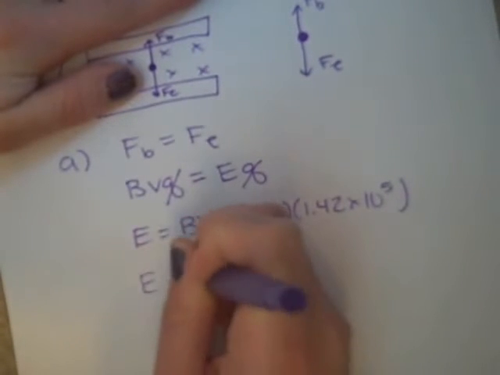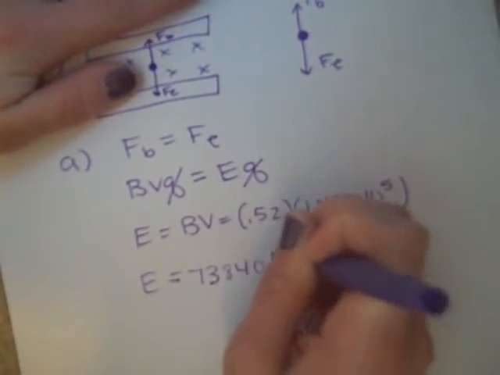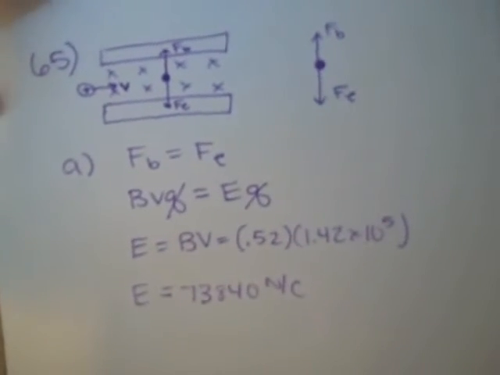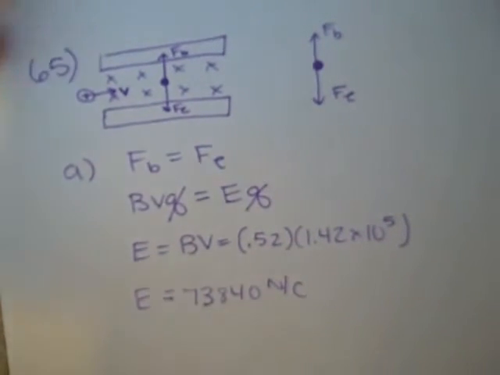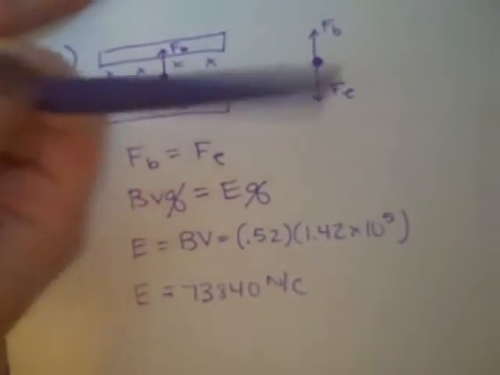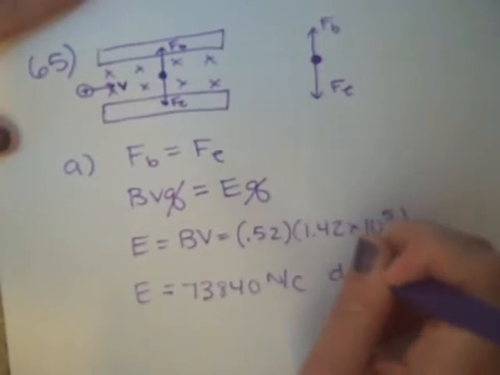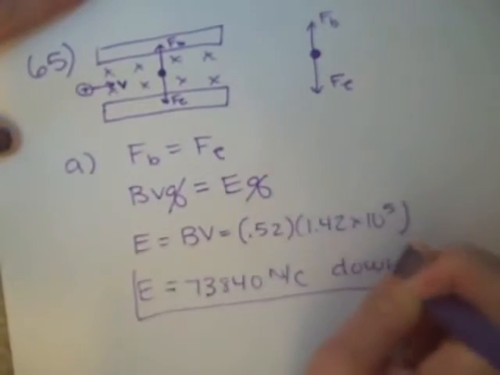And so you can get an electric field of 73,840 newtons per coulomb. And then for the direction, you've got to think about, go back to your free body diagram here. A positive particle will always be forced in the direction of the electric field. Therefore, your electric field must be in the downward direction.